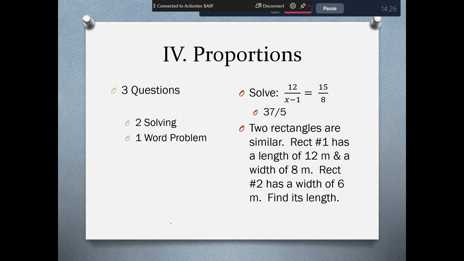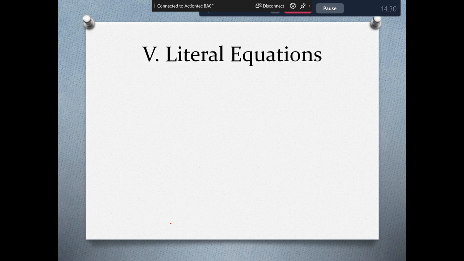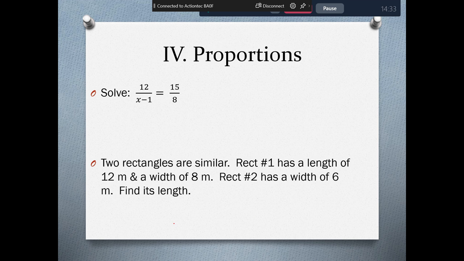That's no problem. Okay, so here I'm going to cross multiply. I just made mine over here, so let's do that here. I'm going to take my 15 and multiply it by everything. That's going to be 15 times x minus 1 equals 12 times 8. What's 12 times 8? 96. Then what do I need to do?